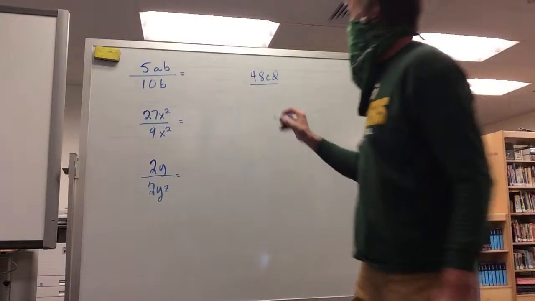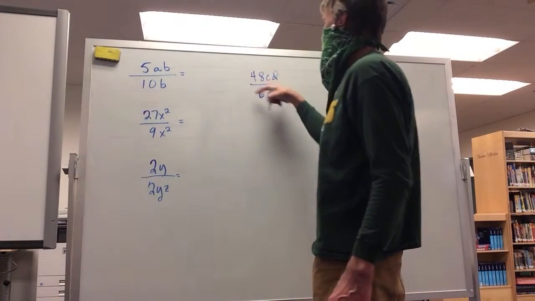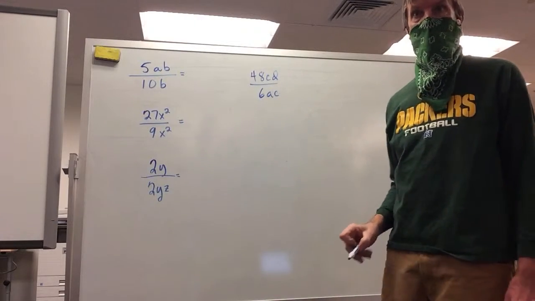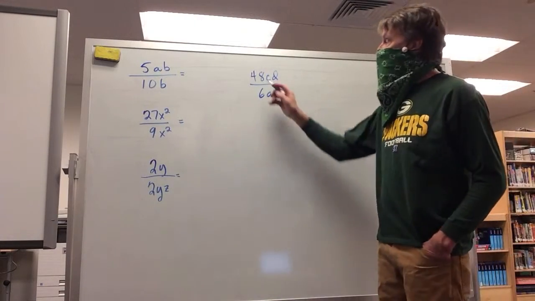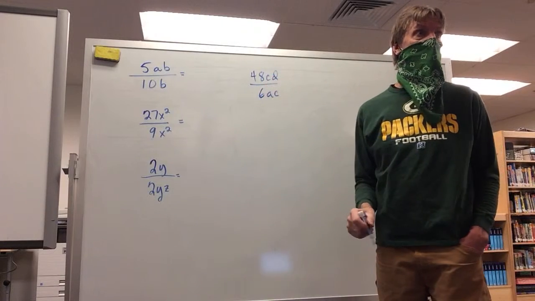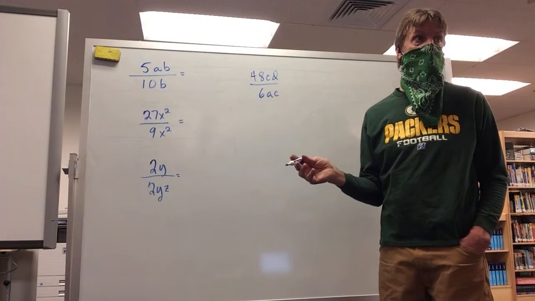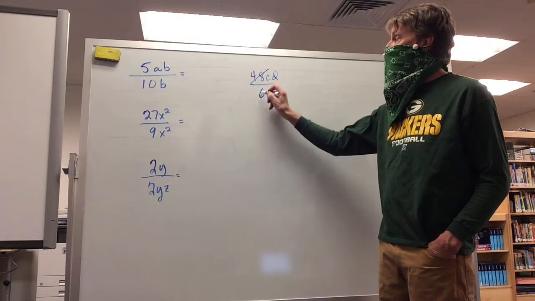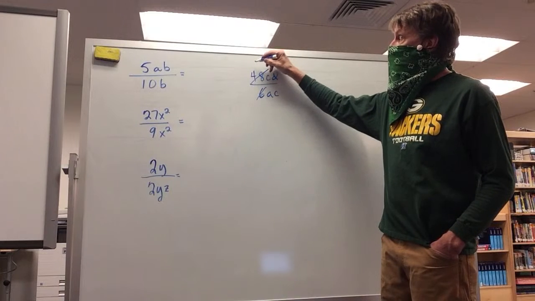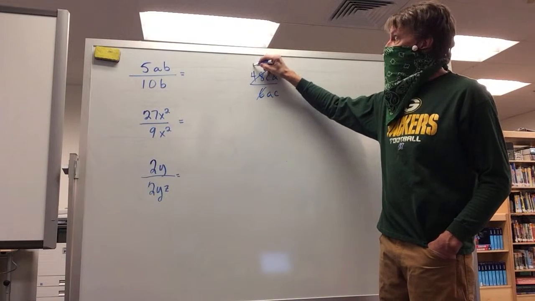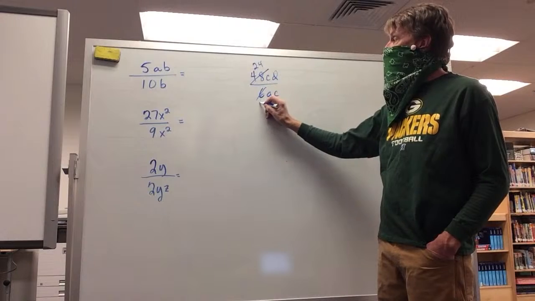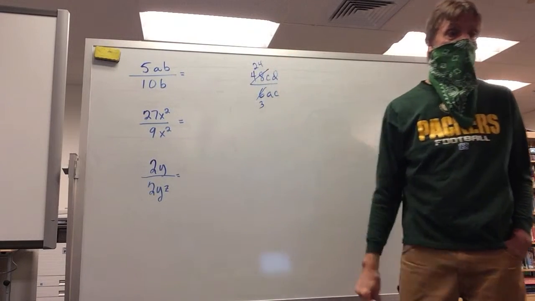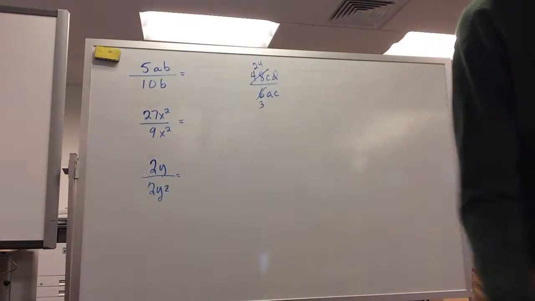48 CD over 6 AC. So try to do your work within here with crossing out and canceling. And a trick, don't forget 48 and 6 being even numbers, you can just cut them in half to slowly work your way down. Half of 48 is 24, and half of 6 is 3. So now you can look at 24 and 3 and ask yourself if that can be simplified. Keep working forward like that.